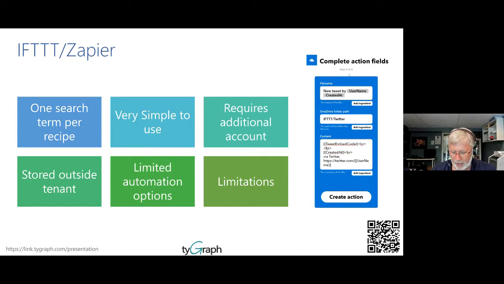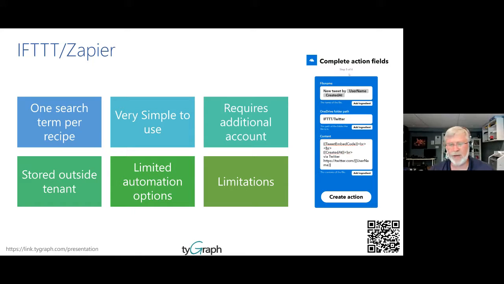With this approach, you'd get one search term per recipe. So if I wanted to monitor 3 events, or I wanted to monitor one event that had 3 hashtags, I would need to build 3 of these. They call them recipes in IFTTT. It's very, very simple to use. There's not much to go wrong, really. Once you connect into your accounts, you can go to town.